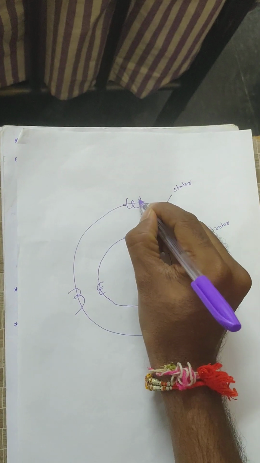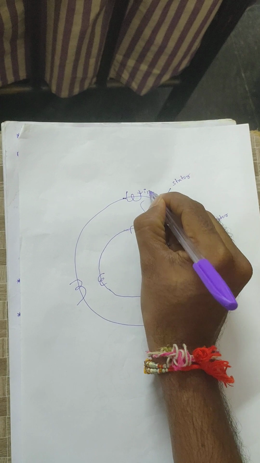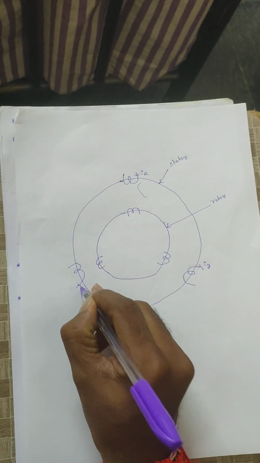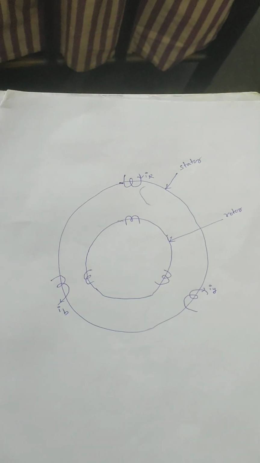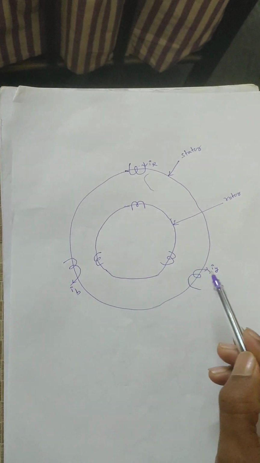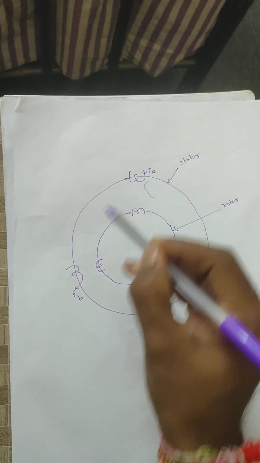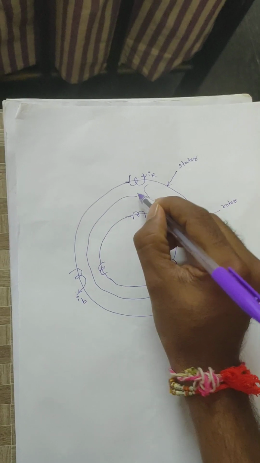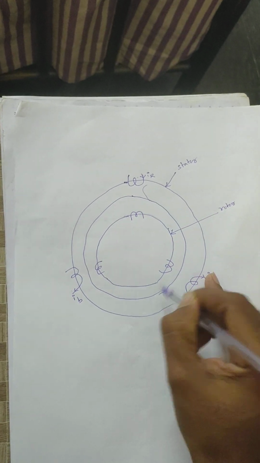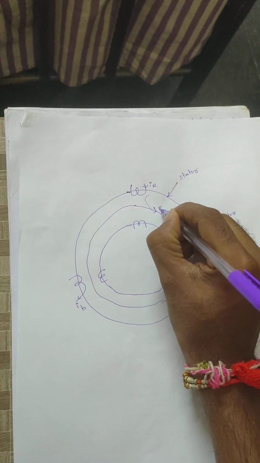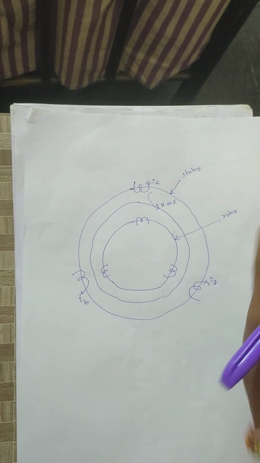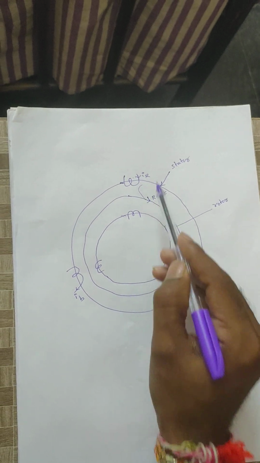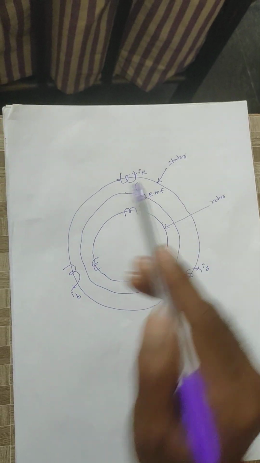Now see here, with a three-phase AC supply, RYB is the phase sequence, with currents IR, IY, IB. When the three-phase AC supply is given to the stator winding, a rotating magnetic field, RMF, is produced in the air gap.